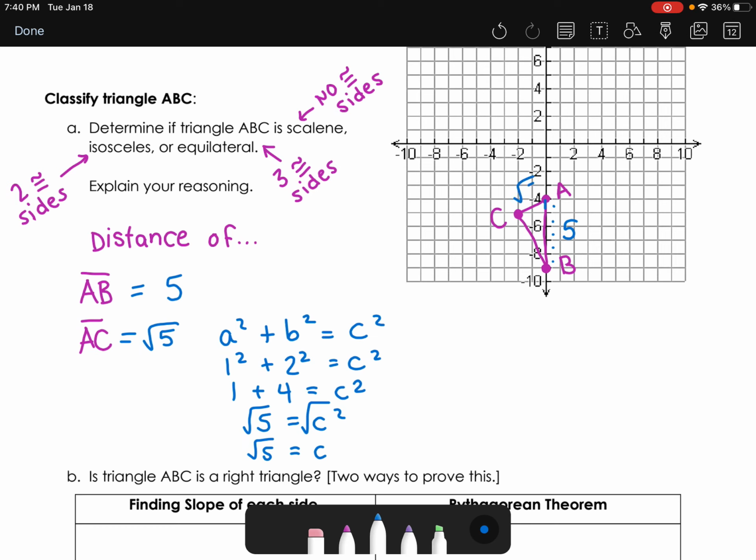Okay, so this side from A to C is the square root of 5. So far, 5 is not the same as square root of 5. So far we have two sides that are different. It's looking like I could have either a scalene or isosceles triangle. I don't know. It all depends on what BC is. So now what do we need to know? We need to know the length of BC. So BC, what is that equal to?